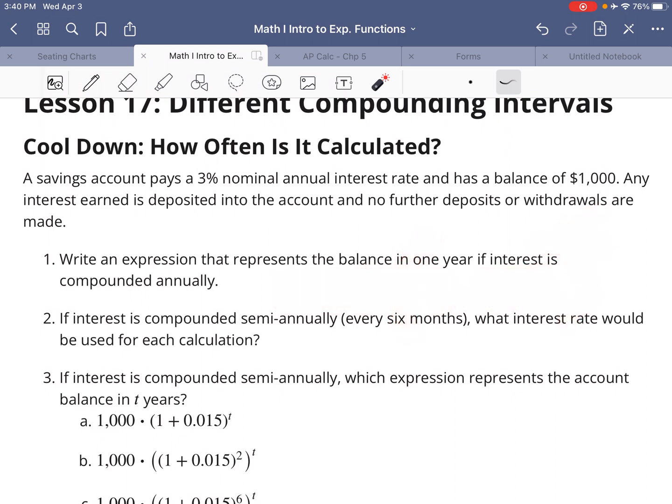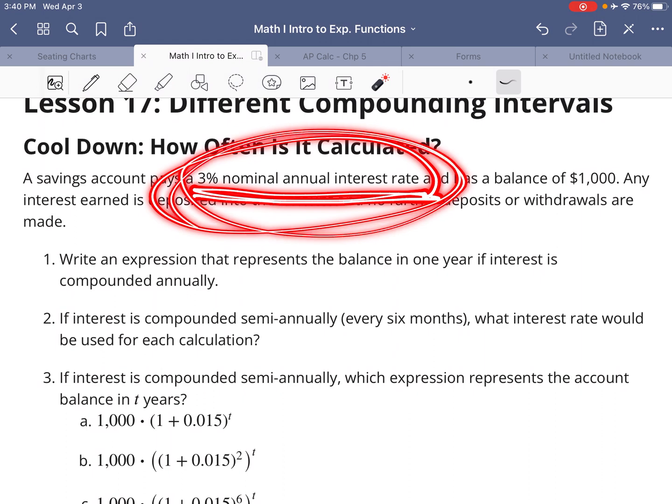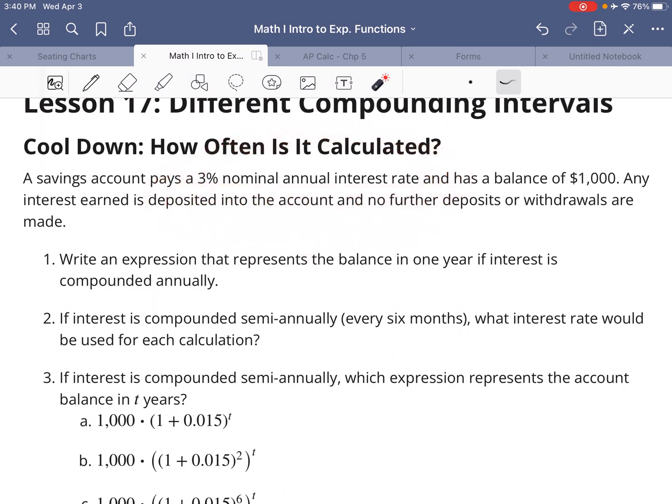Now, two, if interest is compounded semi-annually, well, first of all, this nominal annual interest rate, that's the interest rate for all of the compounding periods for the year combined together. Semi-annually, that means twice a year. Well, if the total is 3% and it's calculated twice a year, what would the percent be every 6 months?